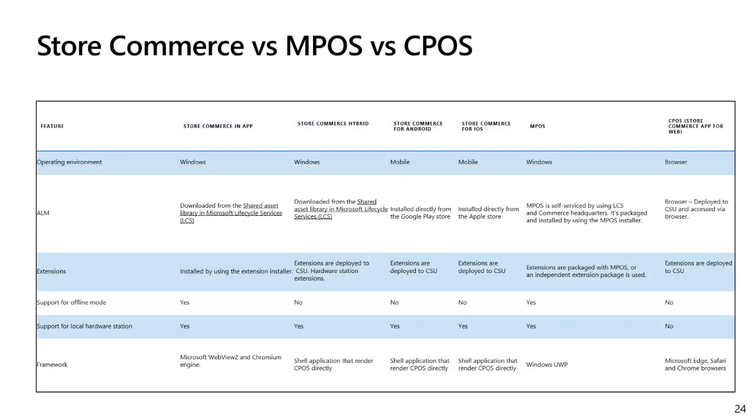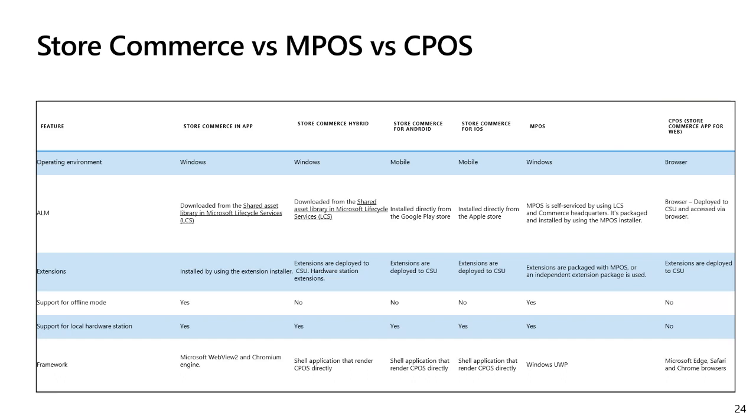Now, this is a comparison slide between Store Commerce app in-app mode, hybrid mode, Store Commerce app for Android and iOS, and MPOS and CPOS, Store Commerce app for web. The operating environment is Windows for Store Commerce app, except for Android and iOS where it's mobile. The Store Commerce app requires Dynamics 365 Commerce, specifically the Commerce headquarters and the CSU components.